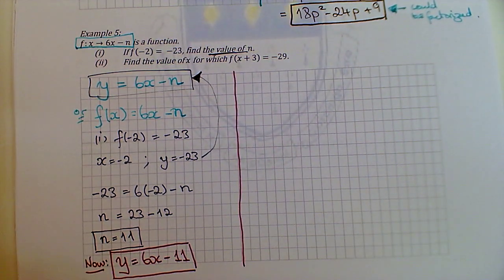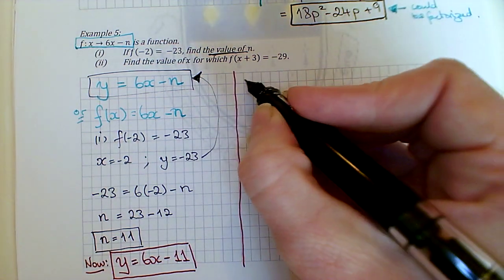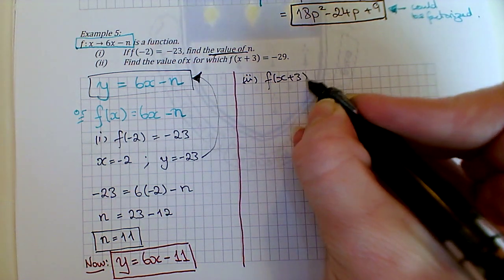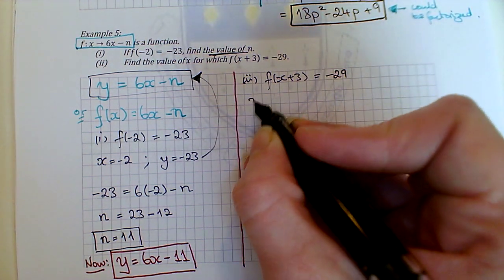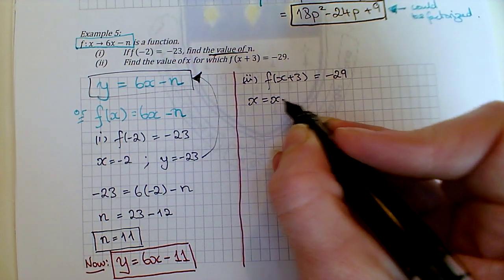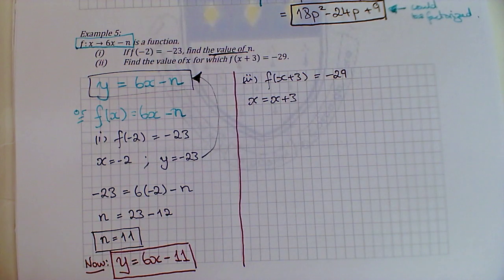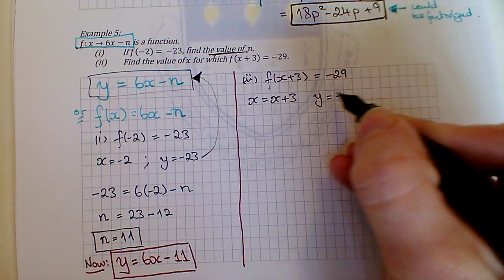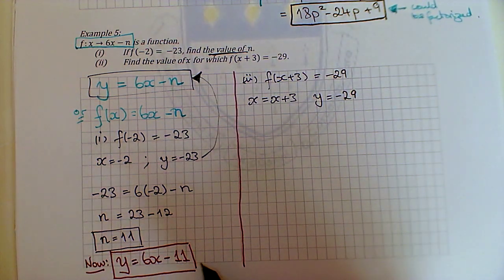So for part 2, we're now asked to find the value of x for which f of x plus 3 is equal to minus 29. So they're saying that if I fill in x plus 3 everywhere that I have x in my function definition, then the y value will be minus 29. So again, y is equal to 6x minus 11.